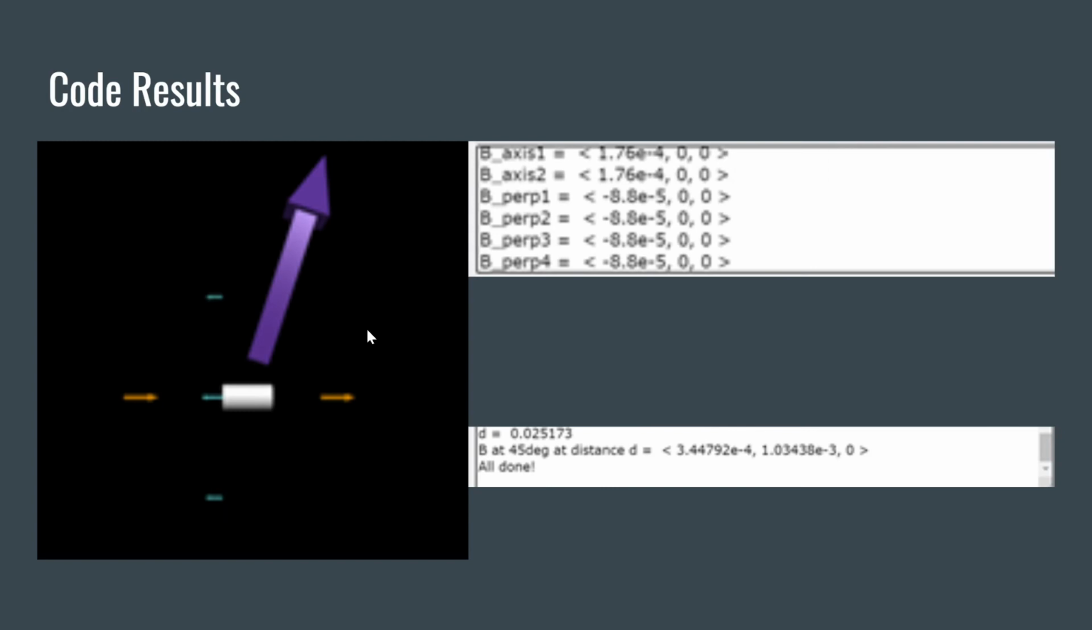These are the results of my code. You can see at the top and at the bottom that the B at 45 degrees has an X component of 3.44792 e to the negative 4, and a Y component of 1.0338 e to the negative 30. The Z component can be disregarded because it is 0.